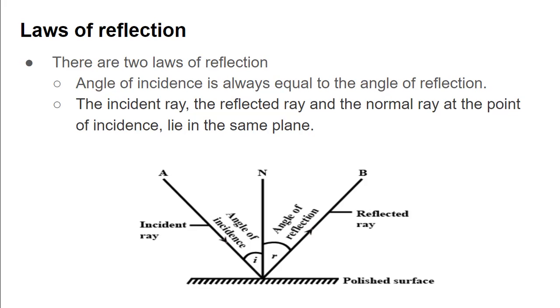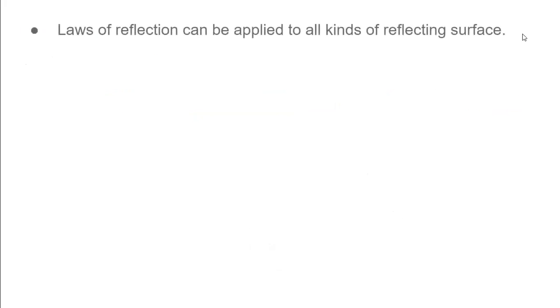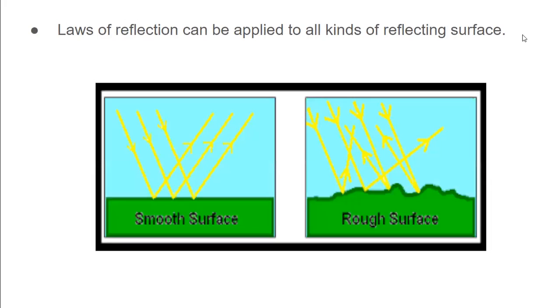These are the two laws for the reflection. Next, laws of reflection can be applied to all kinds of reflecting surface. It means the laws of reflection are valid for all kinds of reflecting surface, not only for the smooth surface. Look at the diagram. When the light rays are incident on the smooth surface, they will be reflected back at the same angle: angle of incidence equal to angle of reflection, then the ray will bounce back.